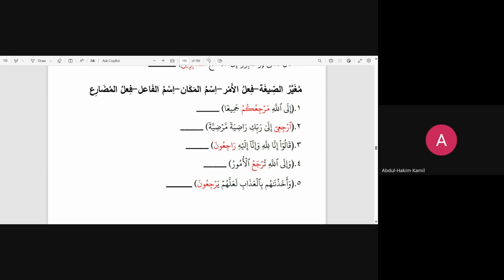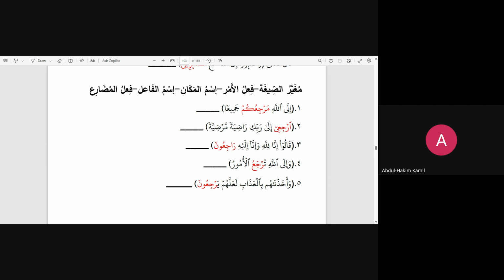Rabbiki, Rabbik, well, Rabbiki is no difference. Irji'i ila Rabbiki. Talking about the soul. Go back to your Lord. This is said that when somebody's dying, this is what is said to him. No. But another view is that this is said Yawm al-Qiyamah. Okay.